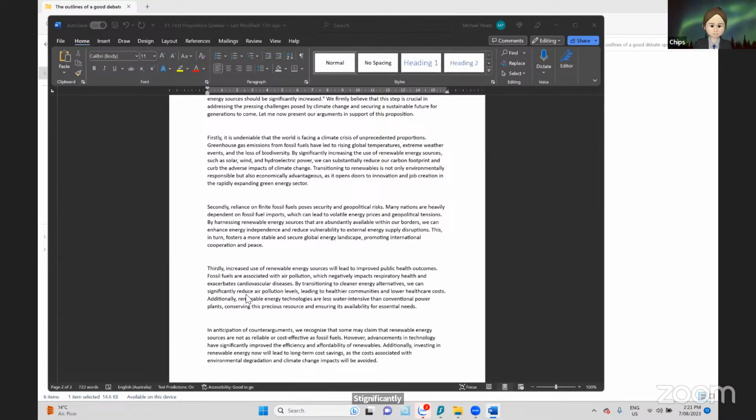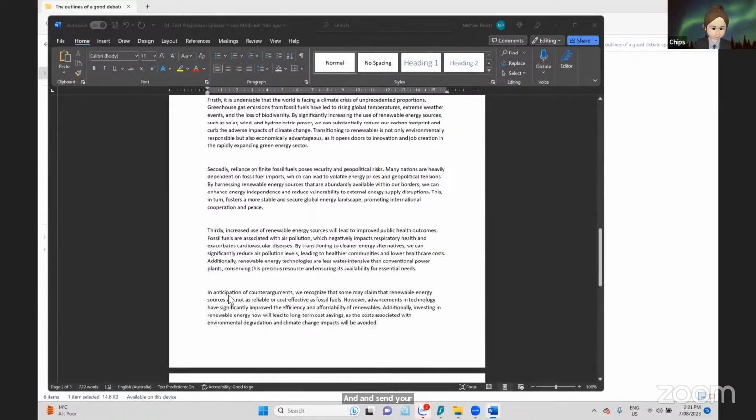Significantly reduce air pollution levels, leading to healthier communities and lower health care costs. Additionally, renewable energy technologies are less water intensive than conventional power plants, conserving this precious resource and ensuring its availability for essential needs.